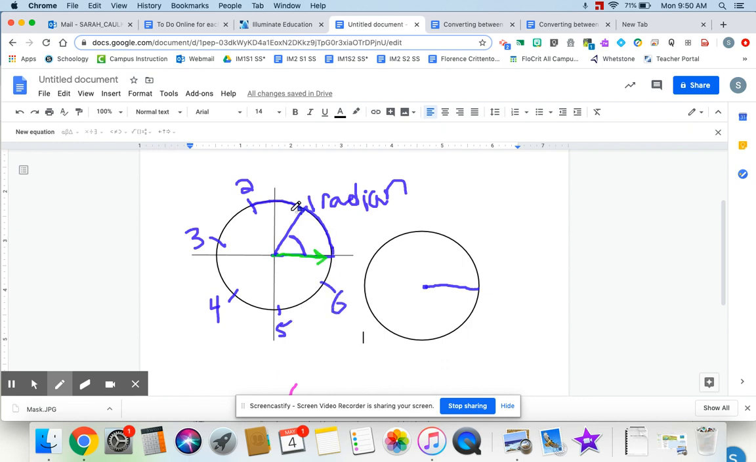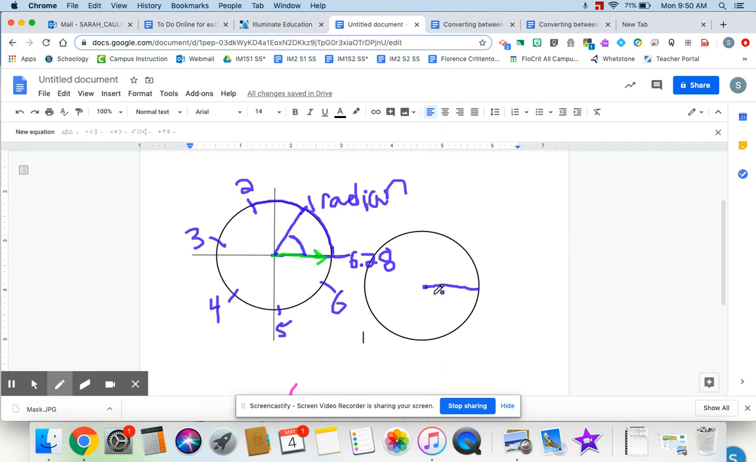And then if I were to go all the way around the whole circle to end back where I started, it'd be 6.28 radians. And I know that because I was told that, and I measured it with a string one time, but I'm not going to make you guys do that. Just trust me that the whole circle is 6.28 radians.